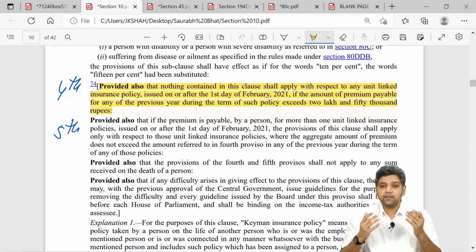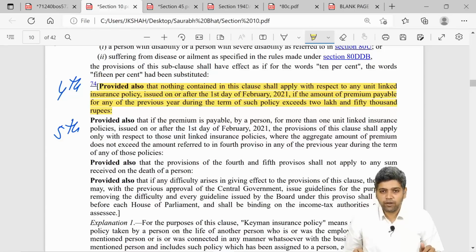So I, instead of taking one policy where premium is 3 lakhs, I take two policies. Each premium is 1,50,000. I hope you're understanding what I'm doing. Instead of taking one policy, I break it down into two policies, and in none of the policies does the premium exceed 2,50,000 rupees. So I have escaped 4th proviso to section 10 clause 10D.